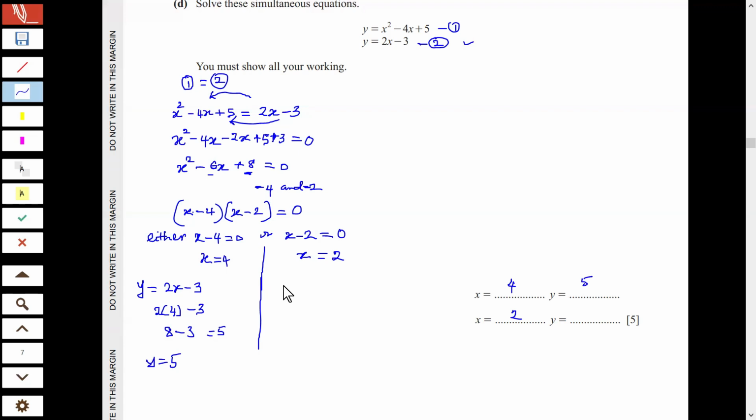Now when x equal to 2, find the corresponding value of y by replacing the value of x in y equal to 2x minus 3. Now x is 2, so this becomes 2 times 2 minus 3. 2 times 2, 4. 4 minus 3 equal to 1. So when x is 2, the value of y is 1.